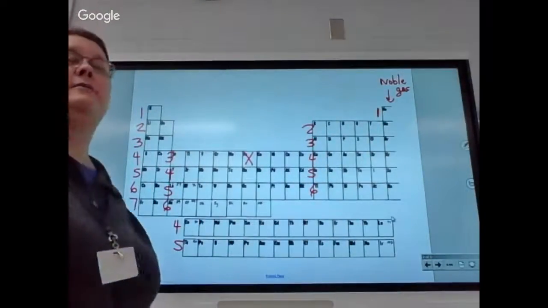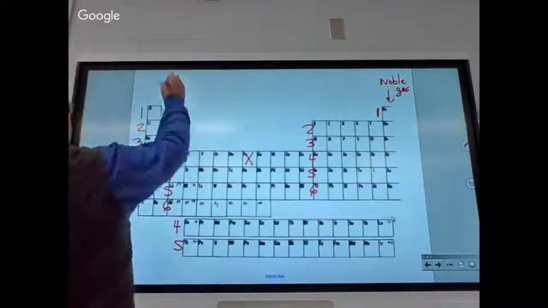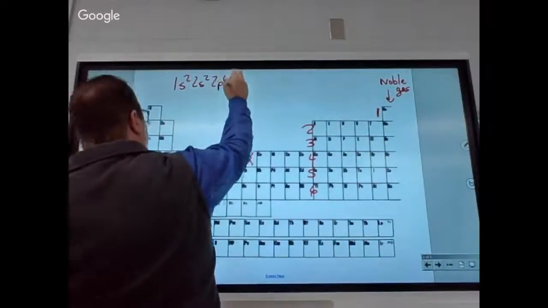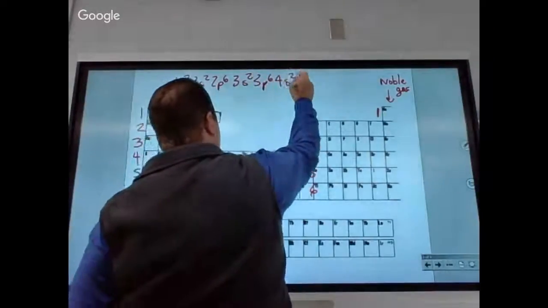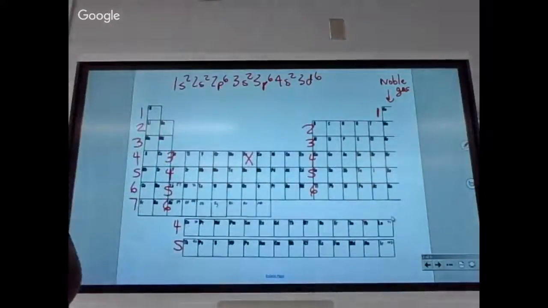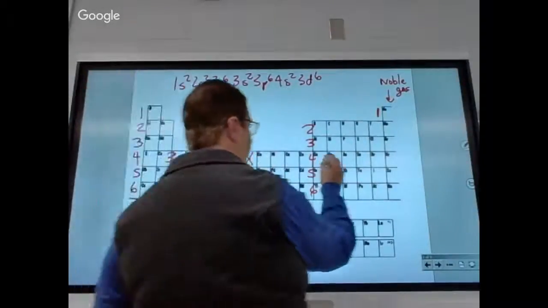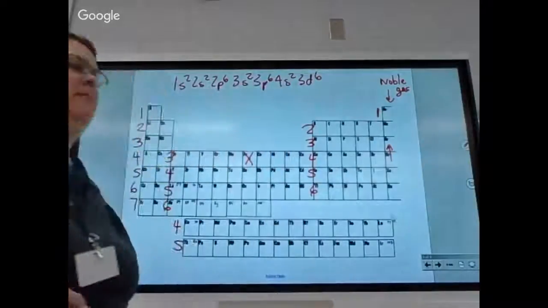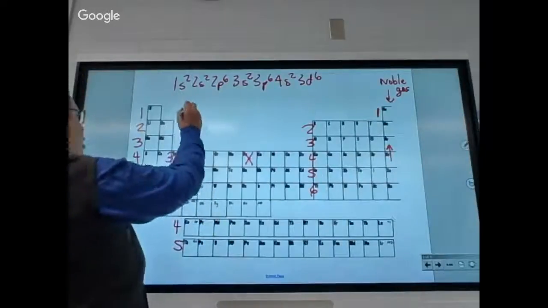What is the noble gas immediately before iron? Hold on, I'm just putting up here what we already had. All right, that's what we wrote initially before I erased. Iron is here. Go to the end of the row, up one. The noble gas immediately before iron is argon. So we're putting argon in brackets.